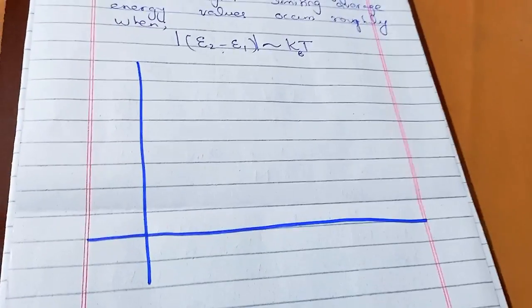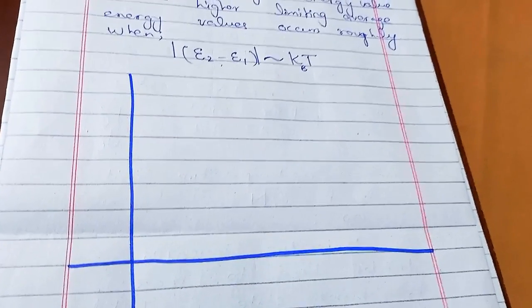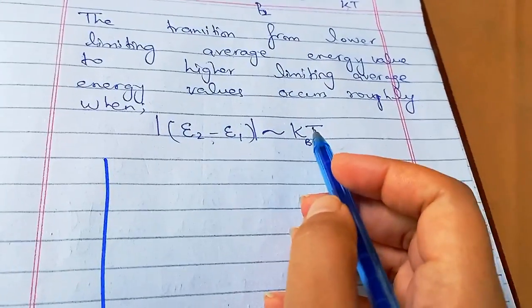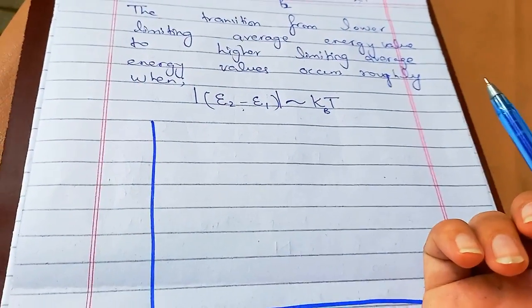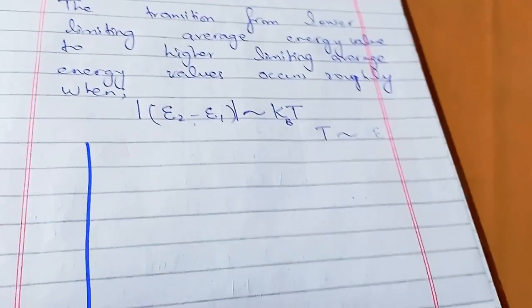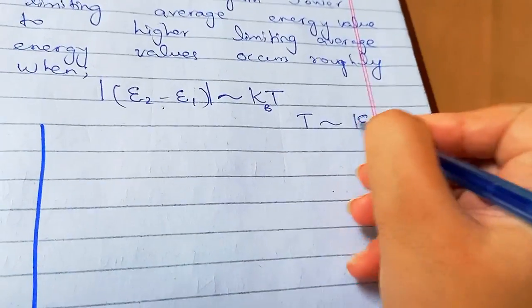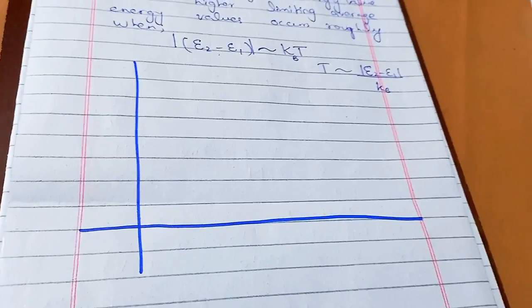We saw what will be the lower temperature limit, what would be the higher temperature limit, and what would be the temperature at which the transition would occur. If you want to find the temperature, you can take the magnitude of E2 minus E1 divided by Kb, which is the temperature at which the transition will occur. So you can write T approximately equals E2 minus E1 bar, so that it is positive, by Kb. This is the temperature at which the transition occurs from the lower limiting value to the higher limiting value.